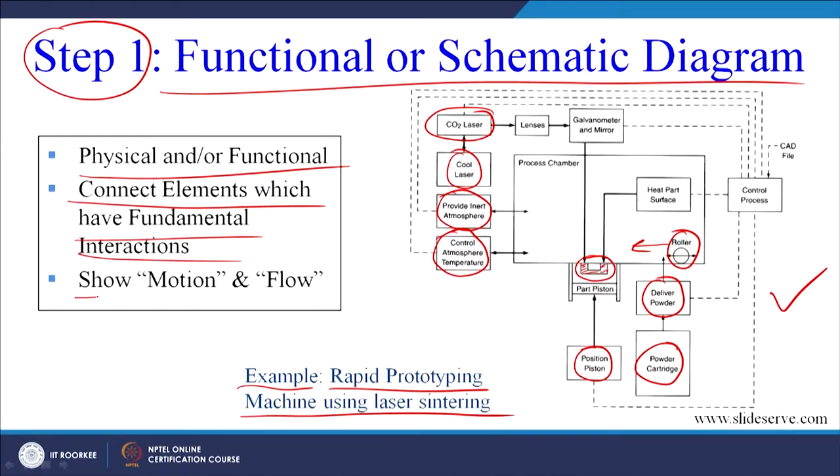Then connect the elements which have fundamental interactions, show motion and flow. We can see that here the motion and flow is also shown. The roller is shown with the help of arrows in which direction it will be moving. So motion and flow also has to be shown. Interactions also are shown here with the help of arrows. This is the first stage where we create a schematic of the overall product or the system or the machine, and then we show the interactions between the various parts or subsystems of the product and try to show the functional and the physical representation of the product. So this is step one.